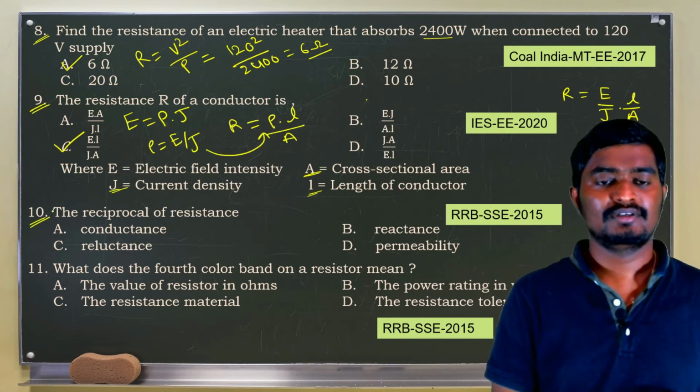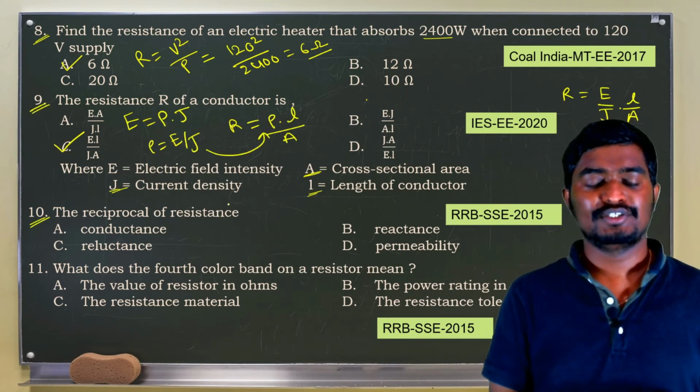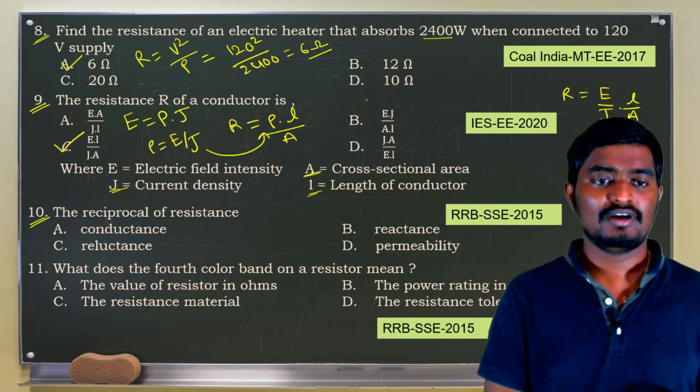Question number 10. The reciprocal of a resistance. Reciprocal of resistance means conductance. When you look into the options, option A is the correct option.